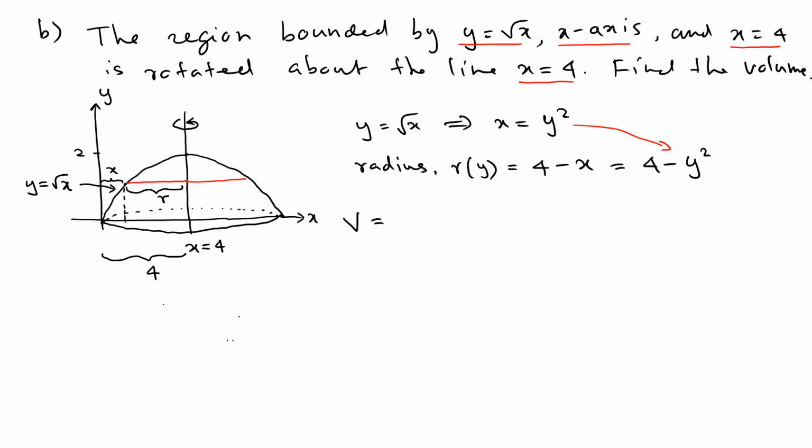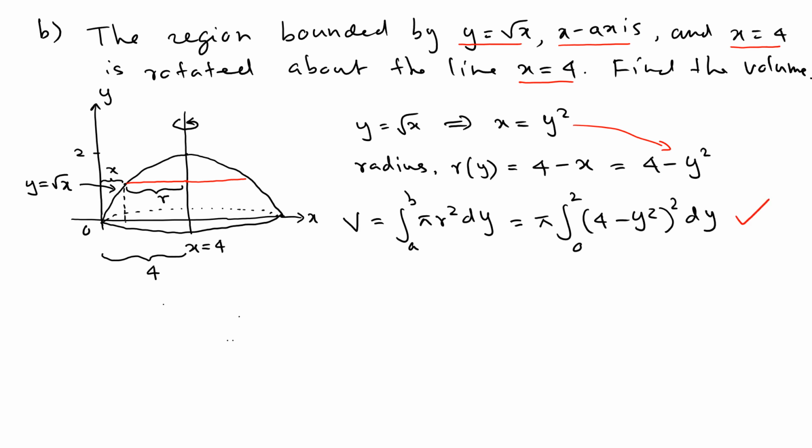So the volume equals the integral from a to b of pi times radius squared, again a dy problem. So let's plug it in. It is pi, and the limits. What is the limit of y? You can see the limit going from 0 to 2, because of the y limits. And then the radius is simply equal to 4 minus y squared. That's the radius, but you have to square that, dy. So this is the integral.